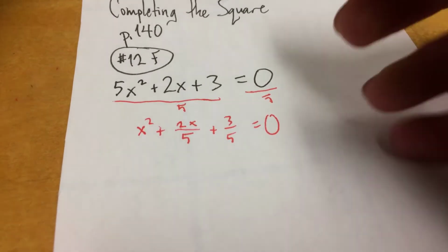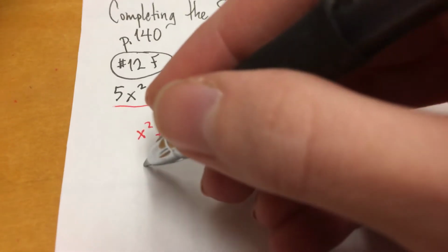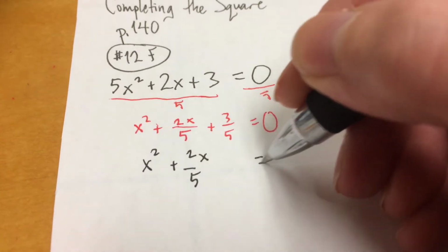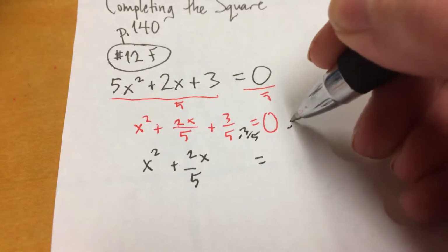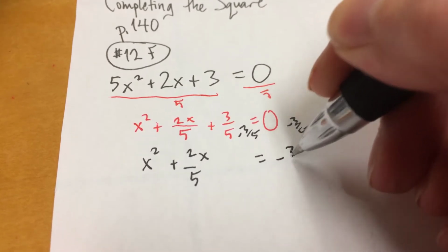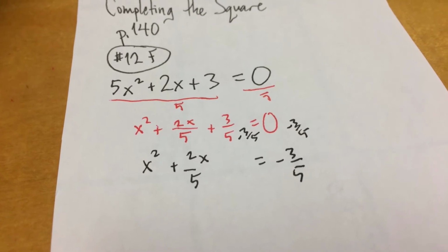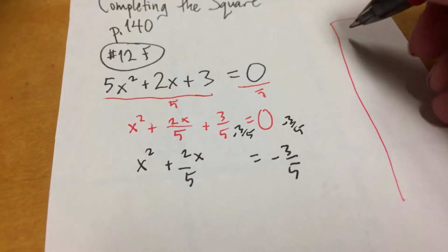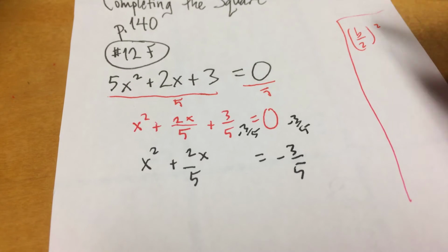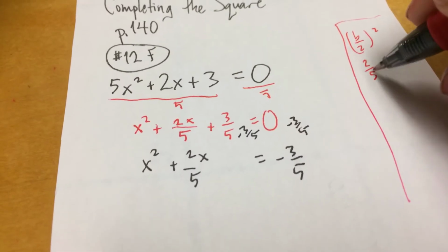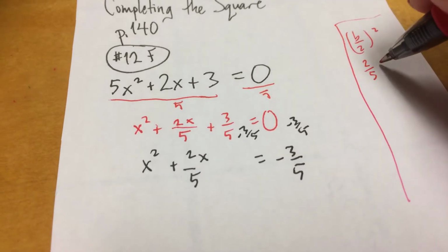And then we need to subtract out our constant term. So when we do that, we're going to end up with minus 3/5 on both sides. We're going to end up with a negative 3/5 over here. Then we need to do our b over 2 squared. And in this case, our b is a fraction. So what we have is 2/5, and we have to divide that by 2 and then square it.